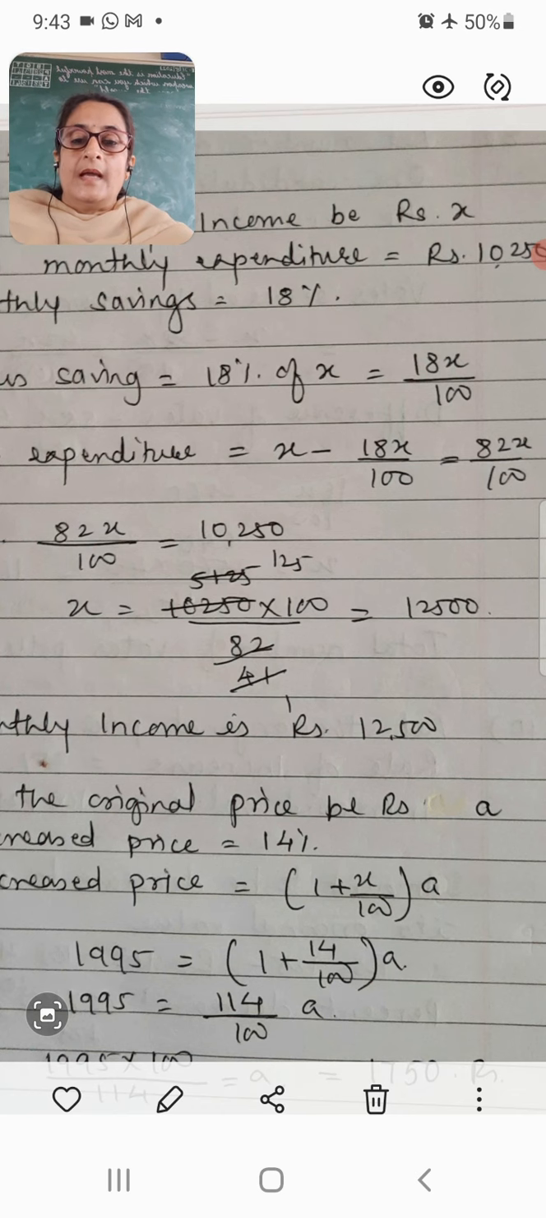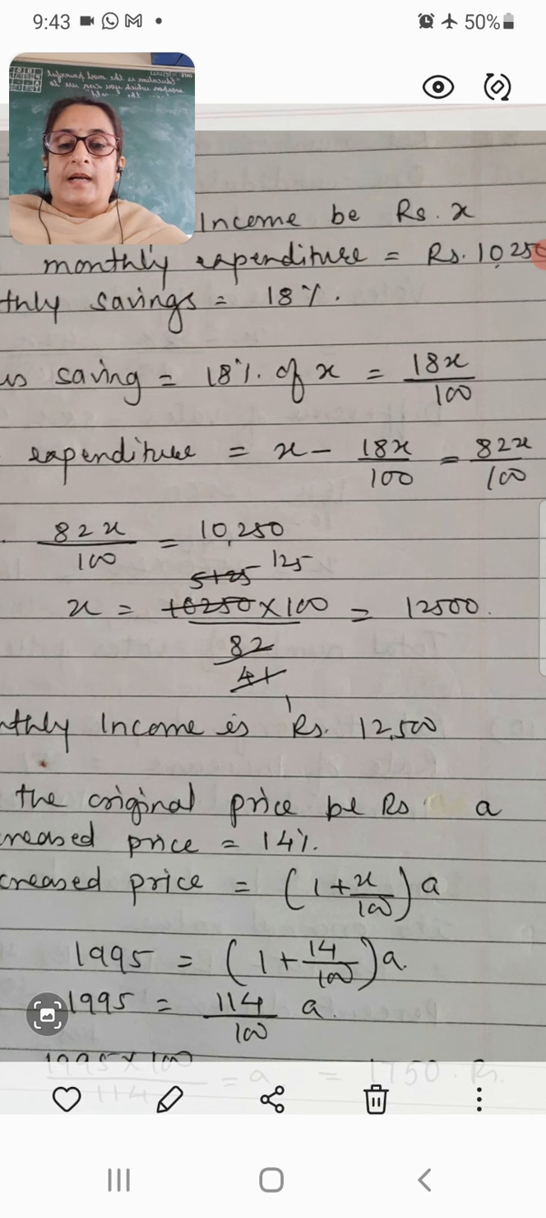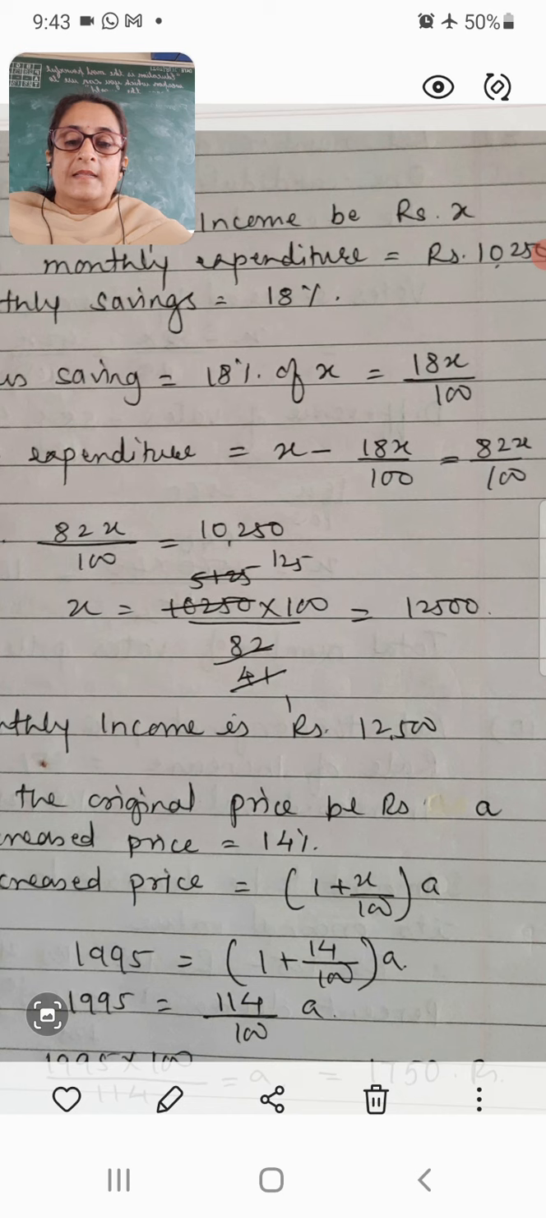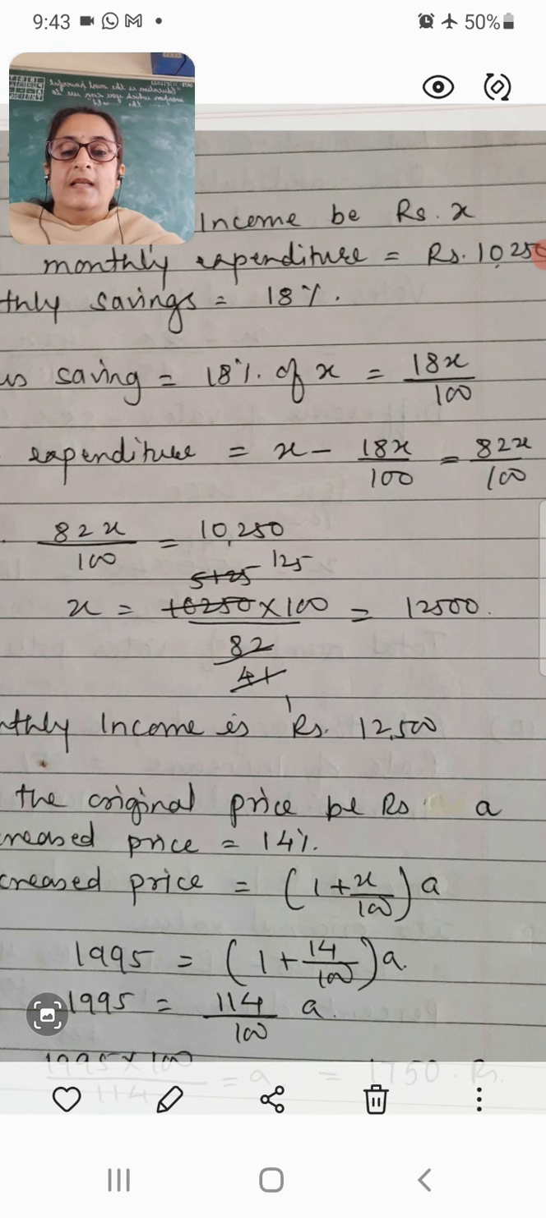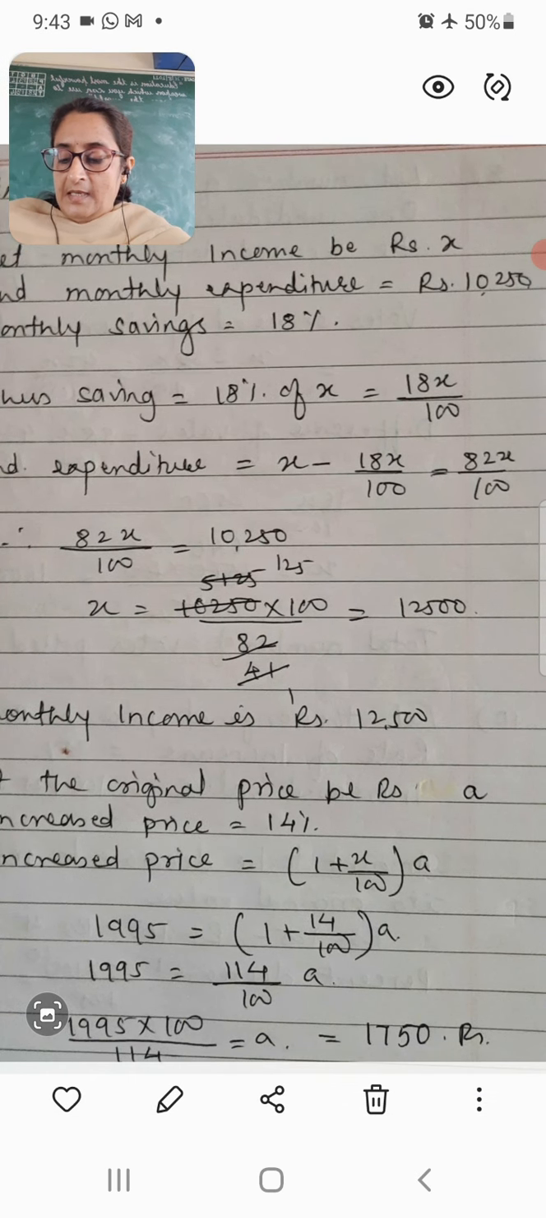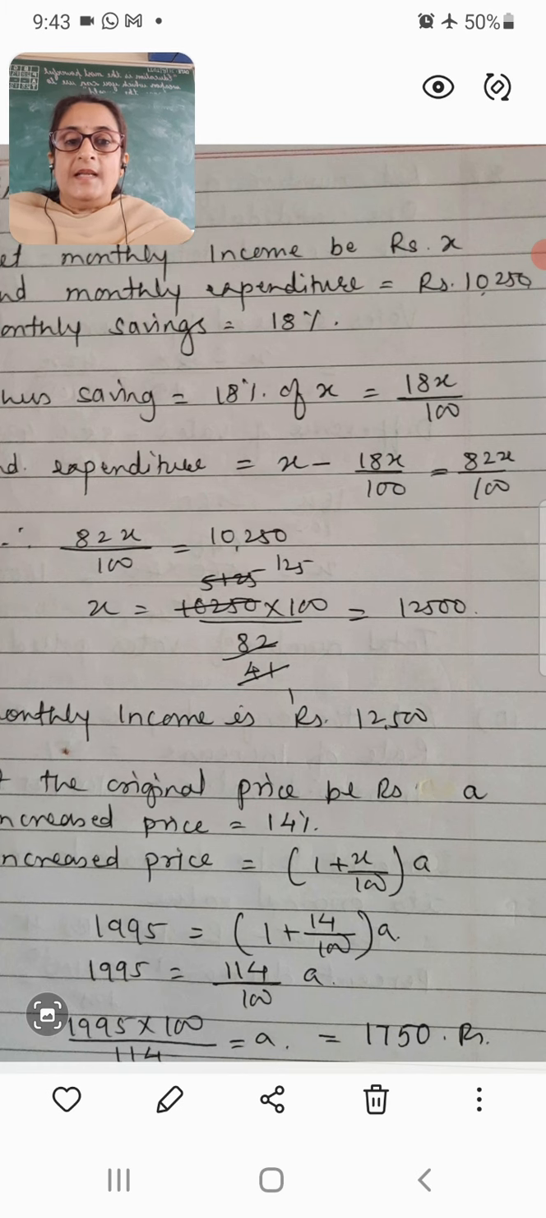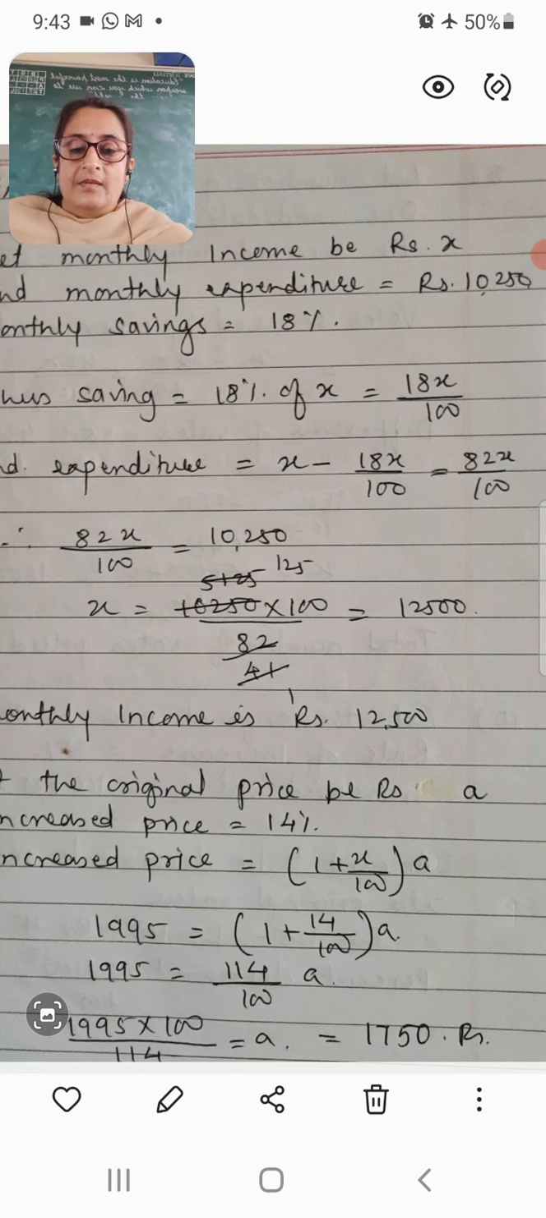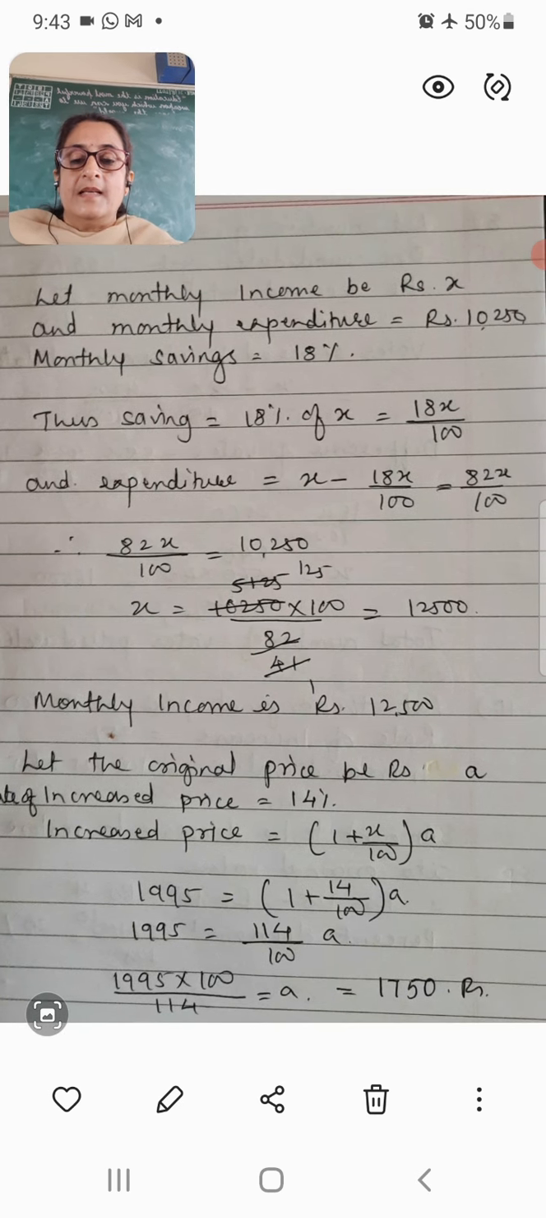So 82X upon 100 is given already, 10,250. When you solve the equation, keep X as it is on the left hand side, take 82 upon 100 to the right hand side, make it reciprocal. After cancelling, you will get 12,500 as her monthly income. So from 12,500, she is spending 10,250 and the remaining salary she is saving. So 18% of the salary is saved.